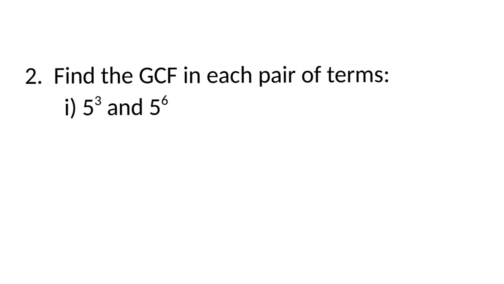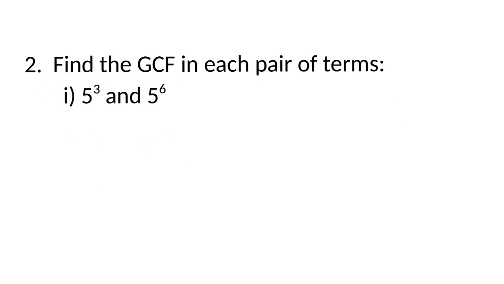This one is asking us to find the GCF of each pair of terms. If I have 5 cubed and 5 to the 6, the rule is you look for the lowest power between them, and that is your GCF. Doesn't 5 cubed divide 5 cubed, and isn't 5 to the 6 also divisible by 5 cubed? You would be left with 5 to the 3. So the rule is we always take the smallest power.